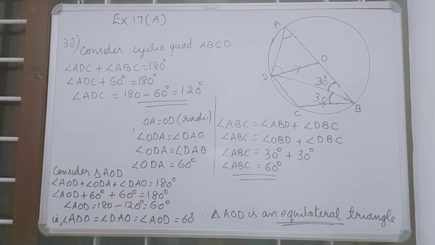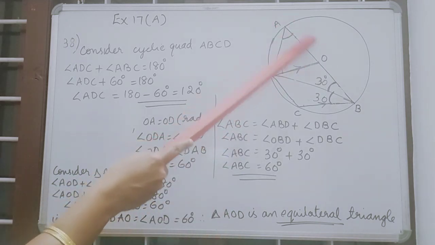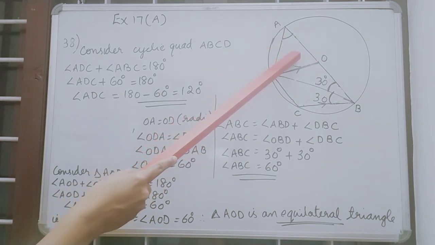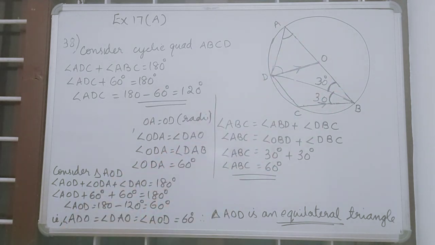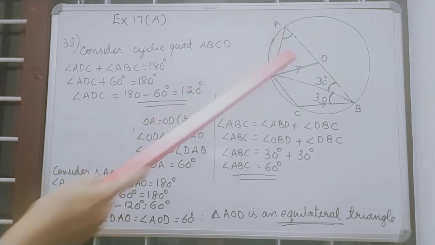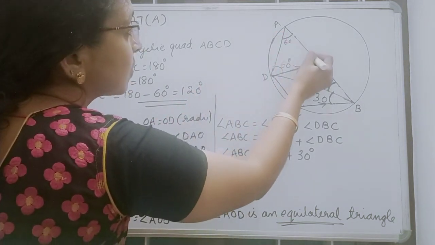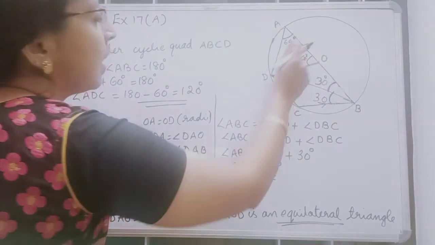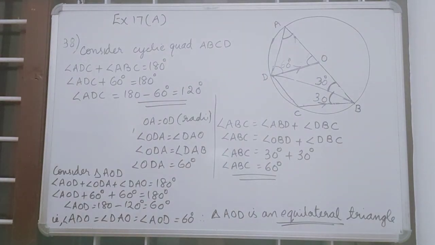Then consider triangle AOD. Why are we considering AOD? We want to prove this triangle AOD is an equilateral triangle. That means all the angles are equal, so we can directly say that it is an equilateral triangle. Equilateral triangle means all the sides and all the angles are equal. Now we got this ODA as 60 degree. If we get these two angles also as 60 degree, we can say that it is an equilateral triangle.